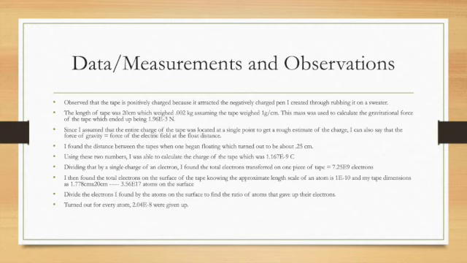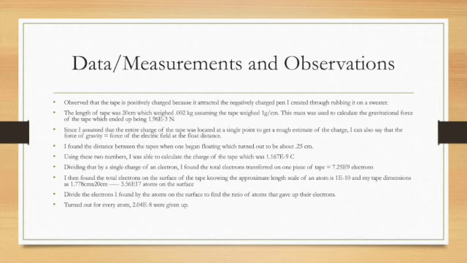Dividing that by the charge of a single electron, I found the total electrons transferred to one piece of tape to be 7.25 times 10 to the ninth electrons. Then I found the total atoms on the surface of the tape, knowing the approximate length scale of an atom as 1 times 10 to the negative 10th, and my tape dimensions as 1.778 centimeters times 20 centimeters. I calculated the surface area and divided by the approximate length scale, and found that to be 3.56 e to the 17th atoms on the surface.